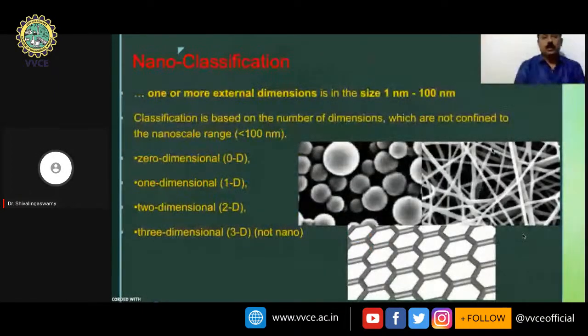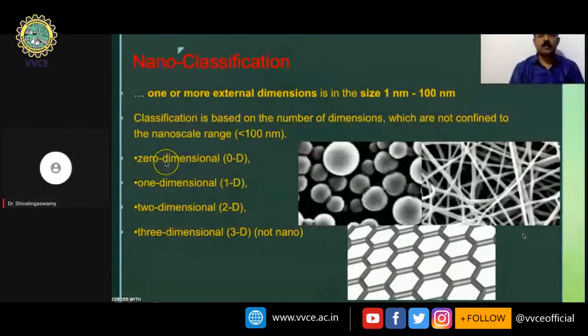And as far as the classifications are concerned, nanostructures can be classified into mainly 4 groups. This classification is based on the number of dimensions which are not actually confined to nanoscale. That means if the dimension is above 100 nanometer, then that is actually a classical region or micro region. So that is the one which is used for the classification, or for naming of these nanostructures.